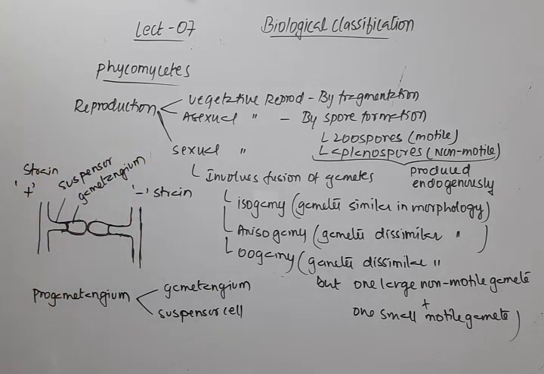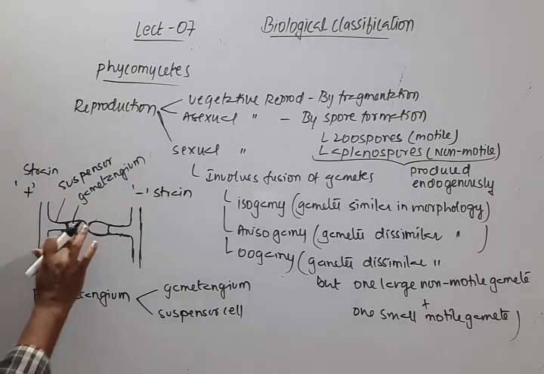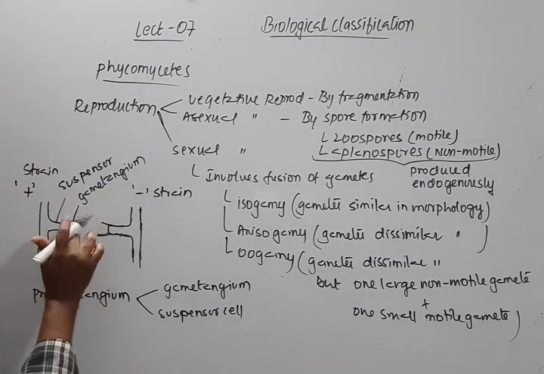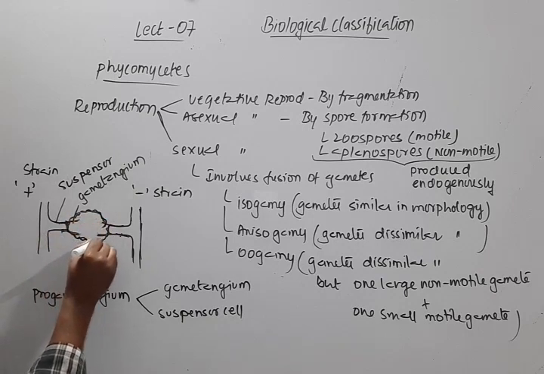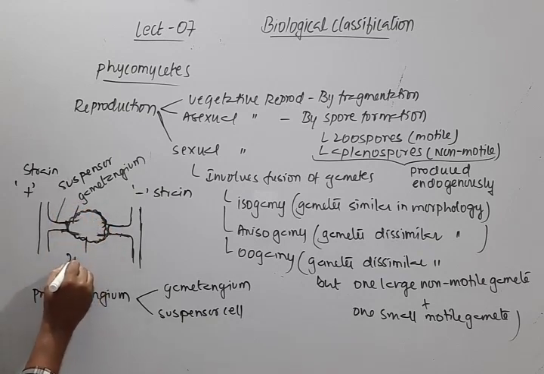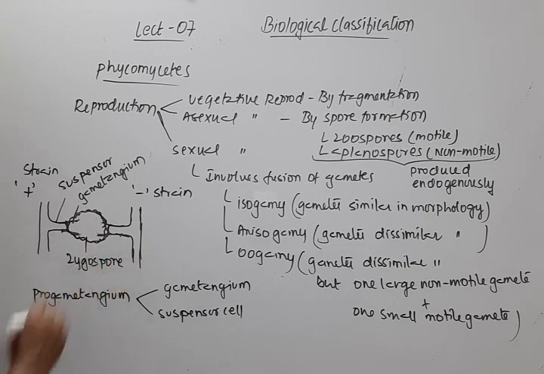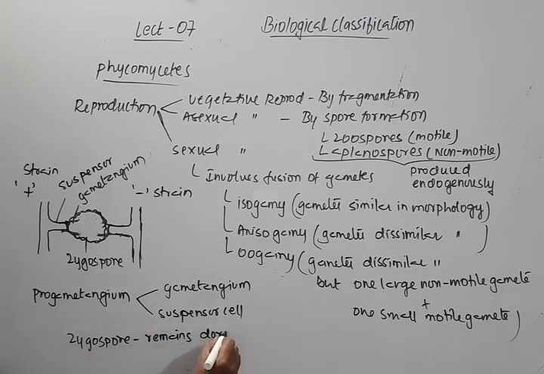Now these gametangia will fuse with one another, and this results in the formation of a structure. This is what we call the zygospore, and this zygospore remains dormant throughout the unfavorable conditions.